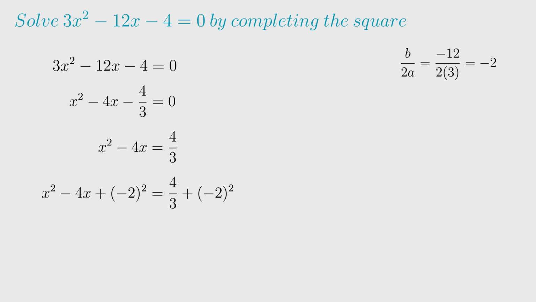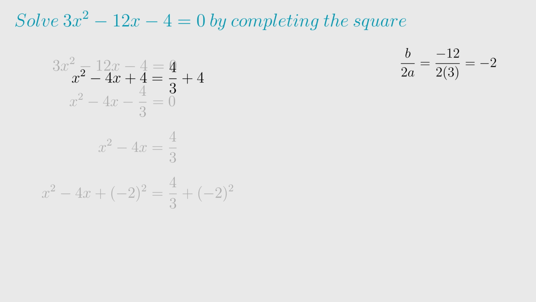Add negative 2 to both sides and square it. Remember to put the negative 2 in brackets. Putting the negative sign in brackets ensures that you square the entire negative number, resulting in a positive value, which is 4. Factorize the left-hand side by completing the square.